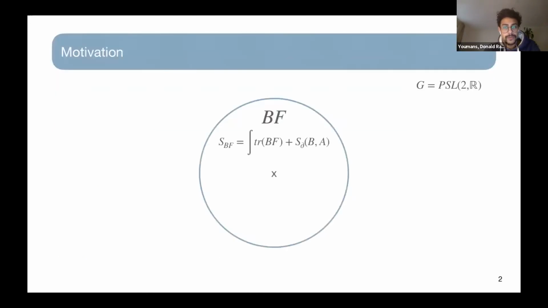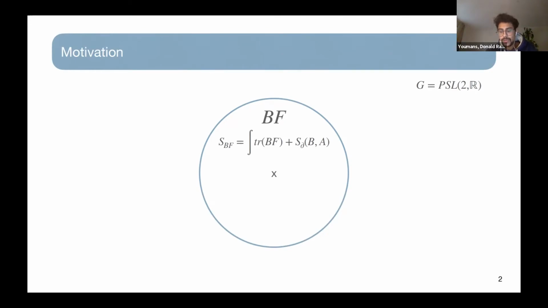So probably I start off with a bit of motivation. Recently there was a lot of interest in BF theory, which I will explain in a second, on a disk, or in our case, the punctured disk, where BF theory is a gauge theory and the gauge group is taken to be PSL2R. This is because in 2 dimensions, BF theory with this gauge group encodes basically the first order formulation of certain gravity theories, in particular the Jackiw-Teitelboim gravity theory.